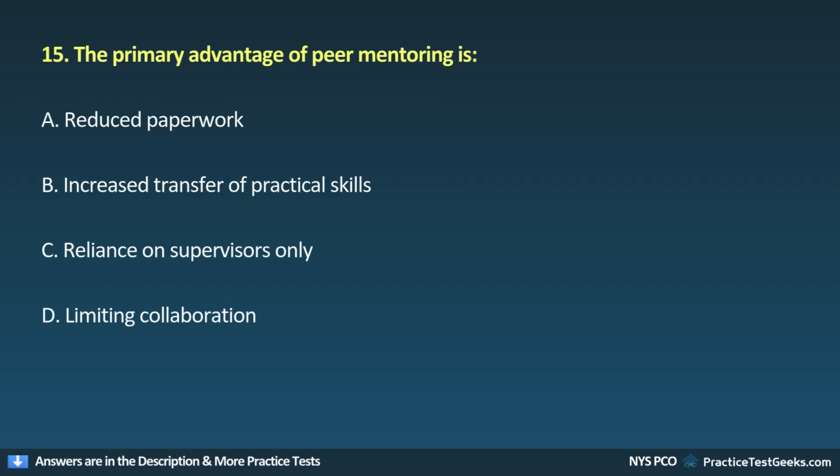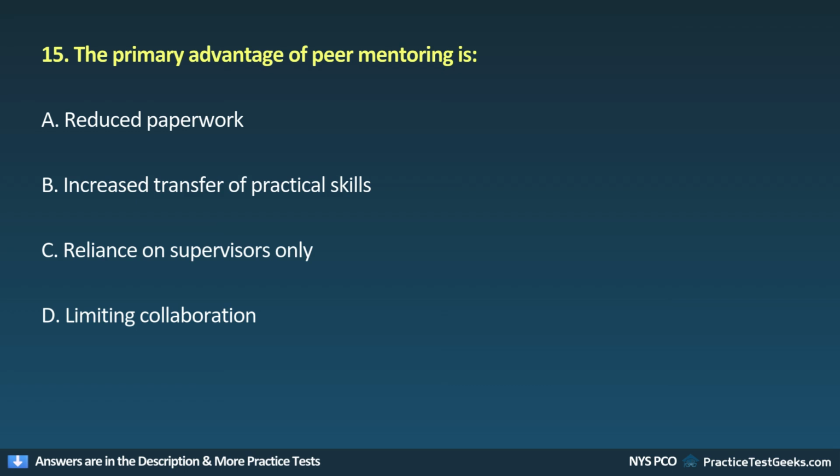15. The primary advantage of peer mentoring is: A. Reduced paperwork. B. Increased transfer of practical skills. C. Reliance on supervisors only.